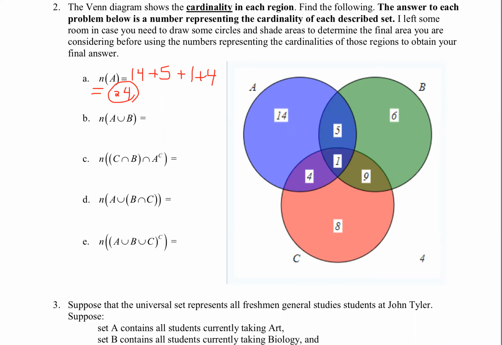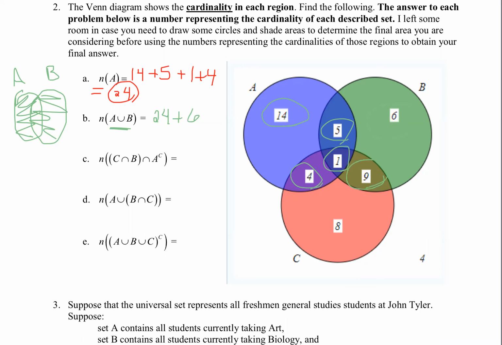All right, for our next one, A union B. All right, so let's draw a picture for this one. A union B is going to be everything in A with everything in B. So it's going to be 14, 5, 1, 4, which you already know is 24, plus 6 and 9. Okay. So it's a total of 39 elements.